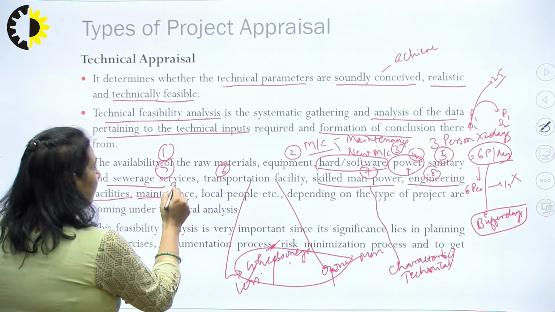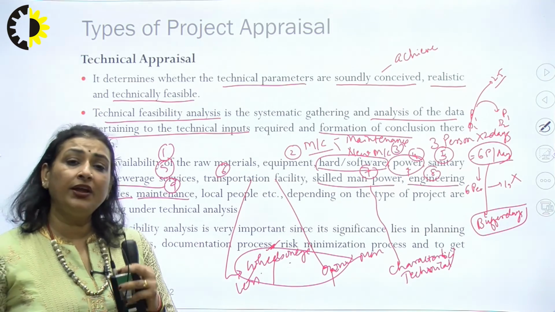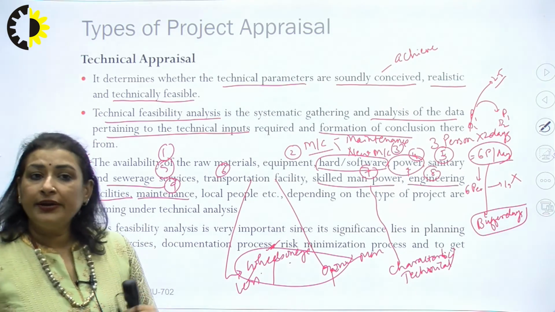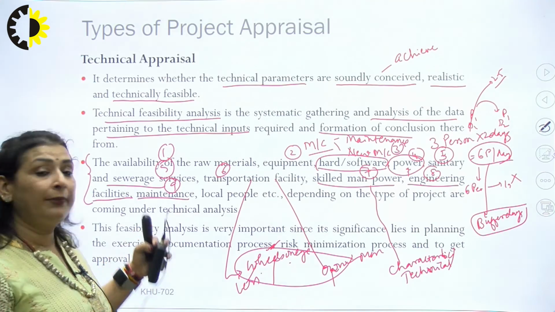Now comes the ninth, maintenance. Maintenance is needed for each and every commodity which is running continuously in our organization. We require maintenance of that.